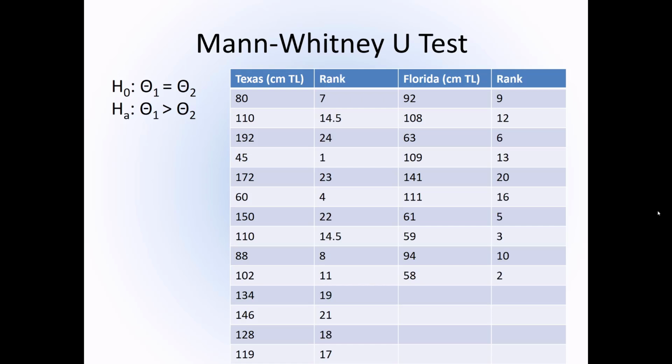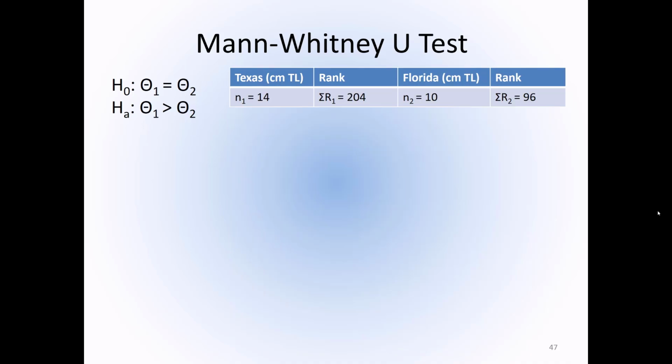So when we rank the data, again, our lowest value is going to receive a rank of 1. We're going to work our way all the way up until we reach the final ranking, and any tied values are going to get the same rank, the average of those ranks. So we can go through and we can calculate our summation of our ranks for each one of our respective populations, as well as determine what our sample sizes are. And then we'll use this to calculate out our test statistics.